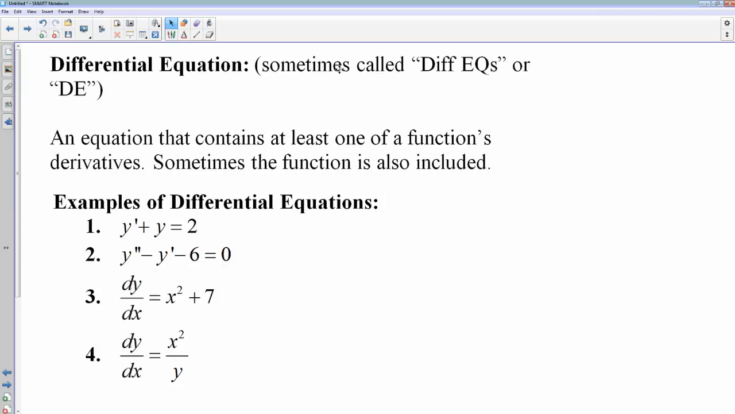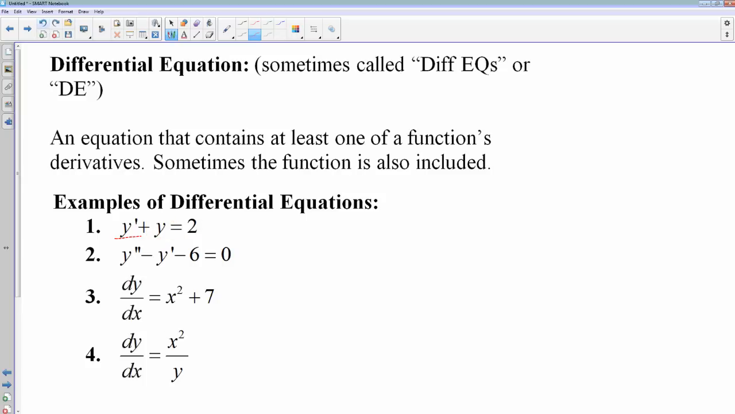I will sometimes refer to differential equations as DiffEQs or a DE. I usually don't call it a DE, but I may write DE on occasion. But differential equations, DiffEQs, these are a few examples of differential equations. They are equations because there is an equal sign. And notice every one of them has a derivative in it, y prime plus y. In this case, that very first one actually has the derivative and the original function y.